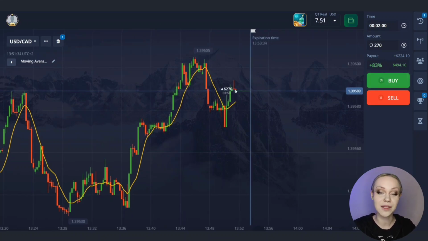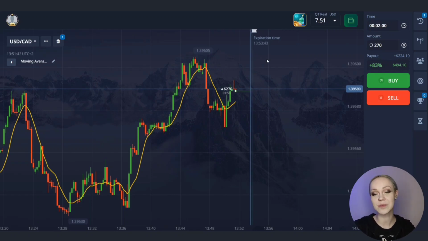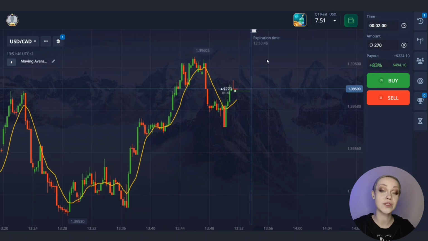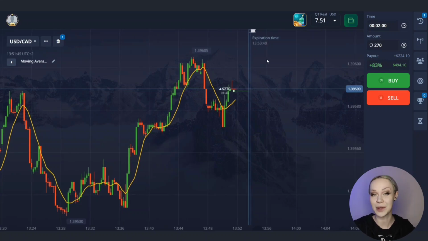It's quite possible that in the near future, the price will continue to move towards the level, since the price here has a good potential to increase. We will try to make money on this upward movement, and I hope that 2 minutes will be quite enough for us, so let's wait for the result.